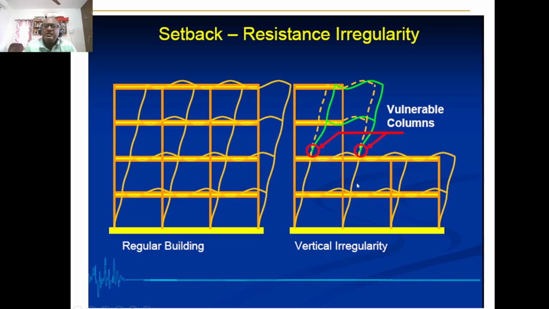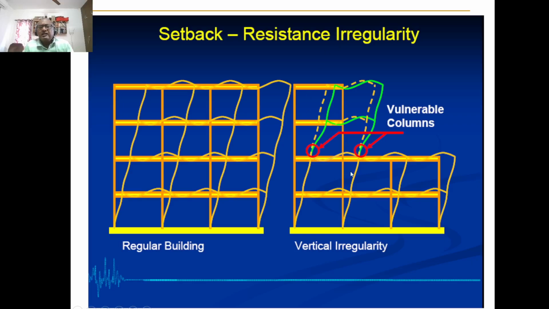Suppose suddenly for some reason you remove two bays in the second, third and fourth floor. What really happens is that the stiffness distribution is slightly different. For example, the lateral deformation is resisted by 4 columns in the ground floor, 4 columns in the first floor, and only 2 columns in the third floor. That means this is the most vulnerable level, which is likely to experience large deformation, which the building may not be able to survive. So essentially, this is what is called setback. This is setback resistance irregularity.